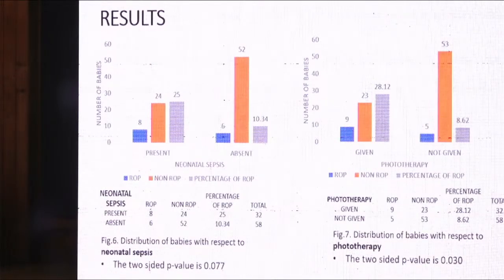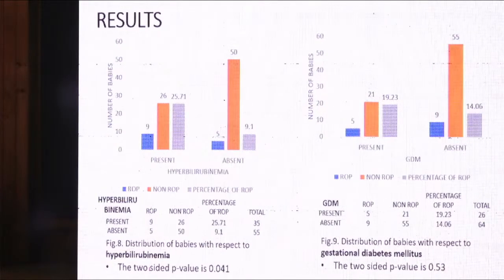Out of 25 babies who developed neonatal sepsis, 8 babies developed ROP. The p-value was marginally significant. Out of a total of 32 babies who got phototherapy, 9 babies developed ROP, and the p-value we got in this study was significant. Out of 35 babies who developed hyperbilirubinemia, 9 babies developed ROP, and the p-value was marginally significant.